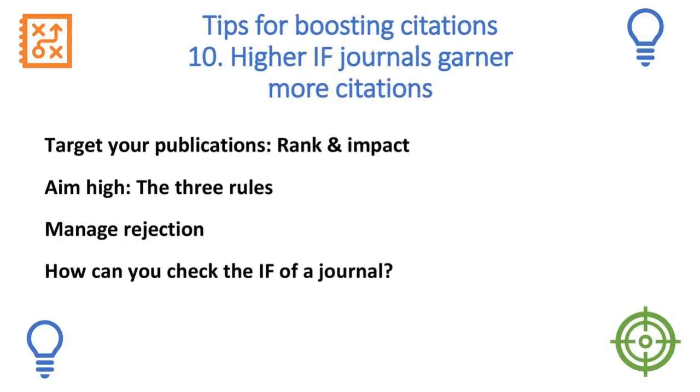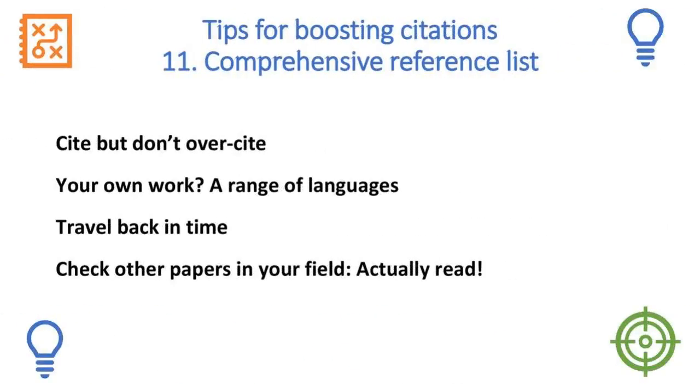Tip number 10, it is of course that higher impact factor journals garner more citations. So as we've discussed already in this presentation, target your publications, select journals based on rank and impact factor, aim high, and learn to manage rejection. Because of course, if you submit to journals with higher impact factors, you're likely to get higher rejection rates. And so we can also help you with training in managing rejection. And we've talked about how you can check the impact factor of a journal. Look at the Web of Science, look at databases like Scopus. We covered that earlier on in our presentation today.